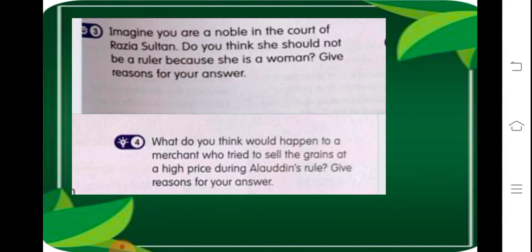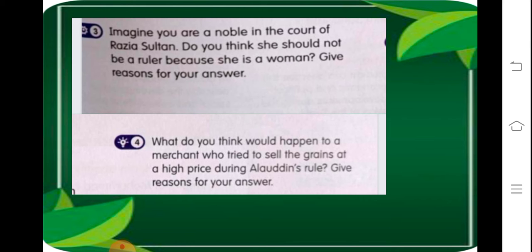And the third question is, imagine you are a noble in the court of Razia Sultan. Do you think she should not be a ruler because she is a woman? Give reasons for your answer. And here also your answers may vary. You can give answers on both sides. But I think that Razia Sultan should be a ruler because leadership abilities are not dependent on the gender of the ruler.